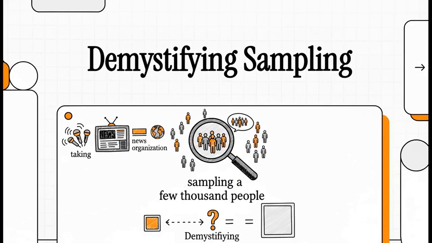Hey everyone, have you ever seen a news report and just wondered, how on earth do they know that? How can they call an entire election with millions of voters by talking to just a couple thousand people? Well, it's not magic, it's a really powerful tool called sampling, and today we are going to pull back the curtain and demystify the whole thing.